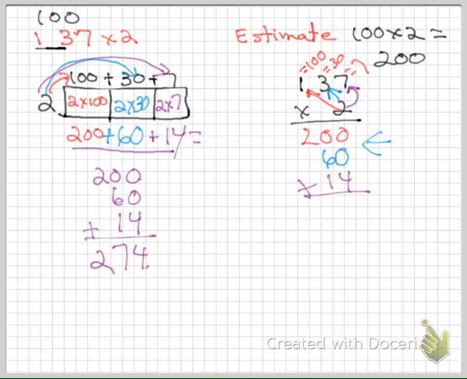Now let's check the algorithm side. 0, 0, 4. 6 plus 1 is 7. Bring down that 2 because there's nothing to add to it. So we've got 274 and 200.